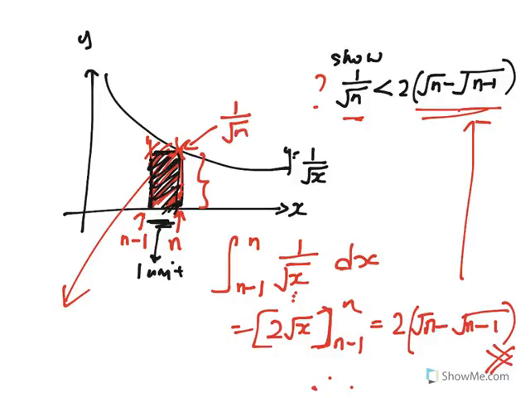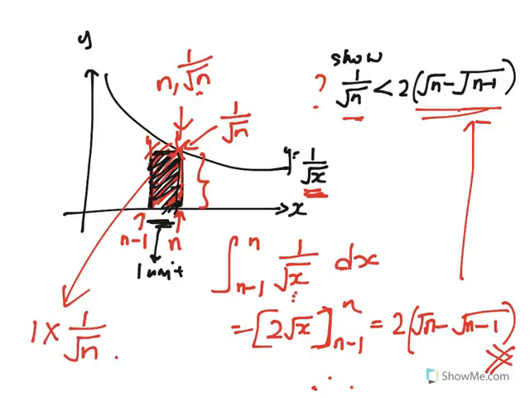How do you know? Because you just look at this coordinate, this is n. The y coordinate, because y equals 1 over root x, is 1 over root n. And here the y coordinate gives you the height of the rectangle. So the area of the black rectangle is nothing but 1 times 1 over root n.